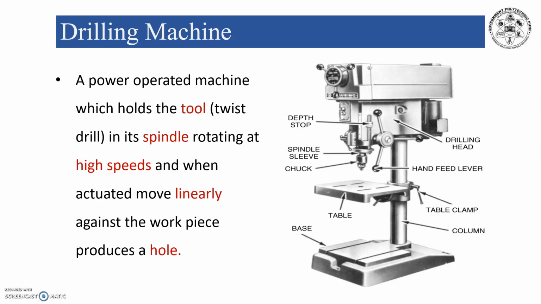Now we are going to see one by one different types of drilling machines, and before that we are going to see the general type of drilling machine. As you can see in the diagram, this is the power operated machine which holds the tool in the spindle. That spindle is going to rotate at high speed, and when it comes in contact with the workpiece, it will produce the hole. We are going to see different parts of this drilling machine.